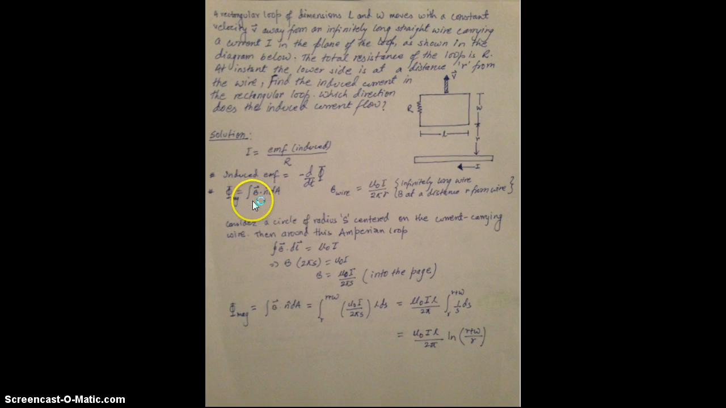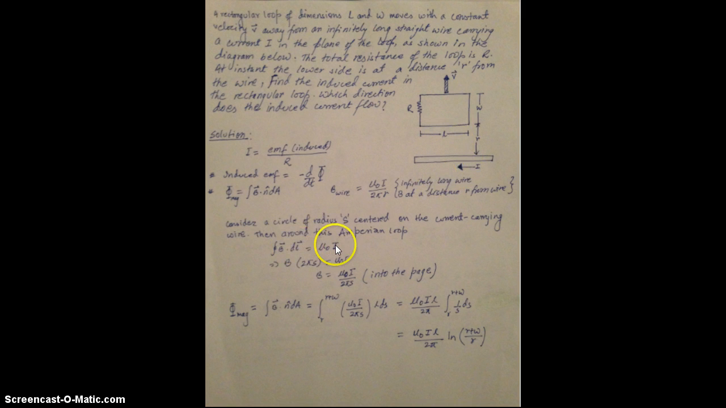For this we need the magnetic field of this wire. If you are given a data sheet, the magnetic field at a distance r from a long, infinitely long wire is mu naught I divided by 2 pi r. Since we are not given this relation in this question, we are actually going to derive it. For that, let us consider a circle of radius s centered on this current carrying wire.